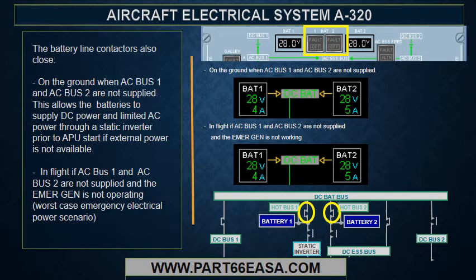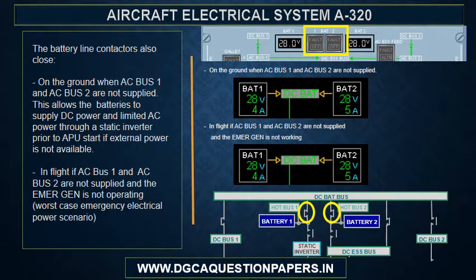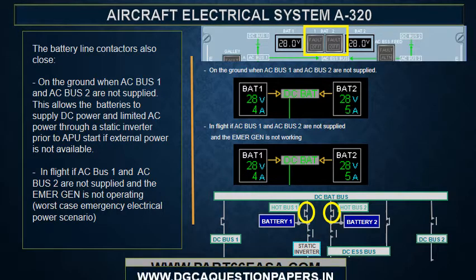On the ground, when AC bus 1 and AC bus 2 are not supplied, this allows the batteries to supply DC power and limited AC power through the static inverter prior to APU start if external power is not available. In flight, if AC bus 1 and AC bus 2 are not supplied and the emergency generator is not operating, worst case emergency electrical power scenario.